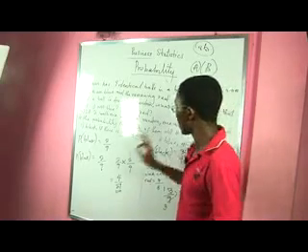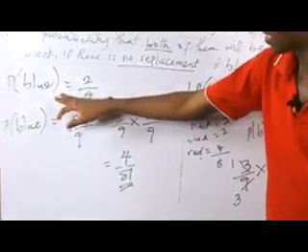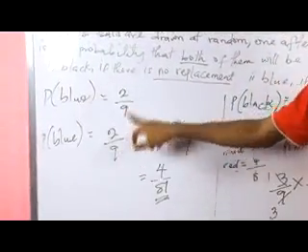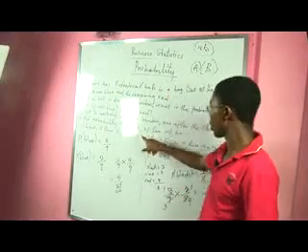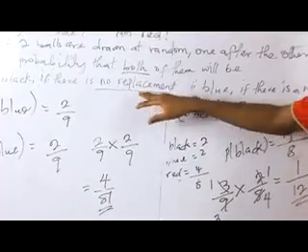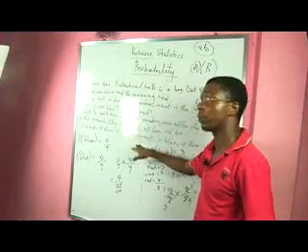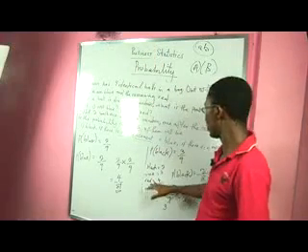I said earlier that when you are replacing, the value of your total outcome does not change. But when you are not replacing, the number of objects you pick the first time will reduce your total outcome.